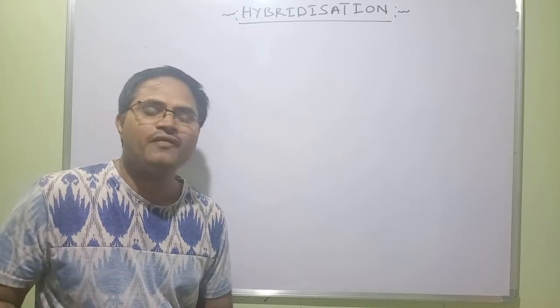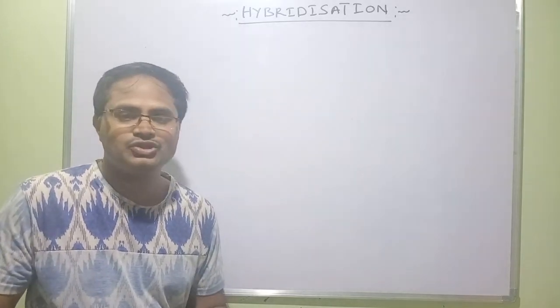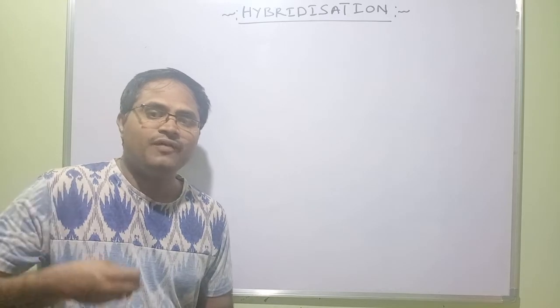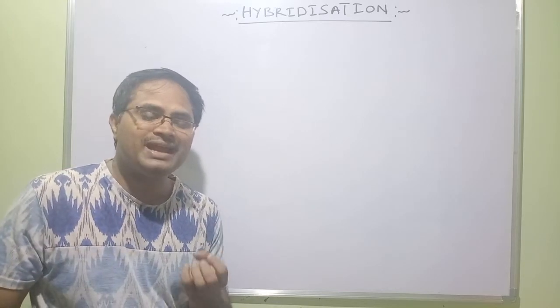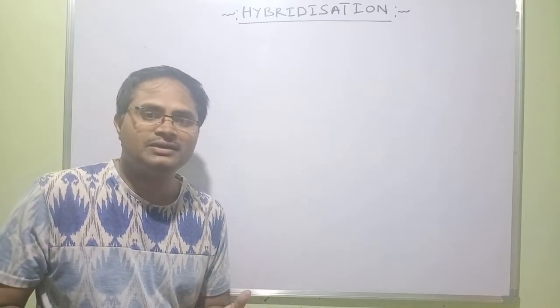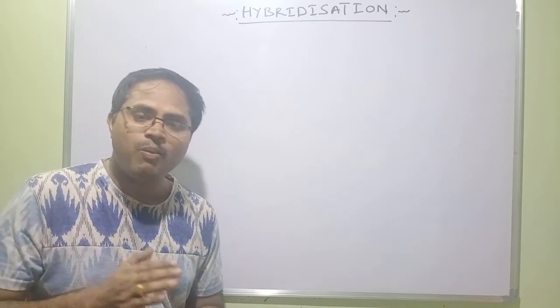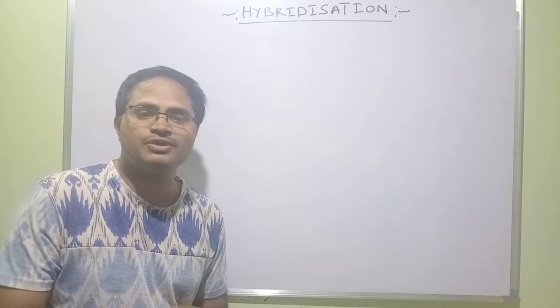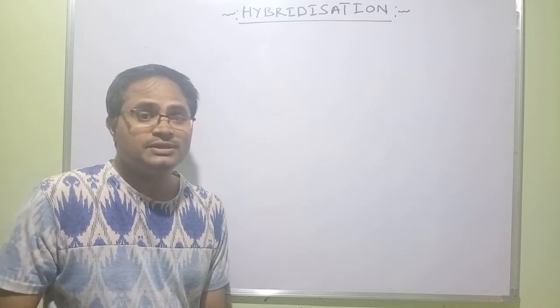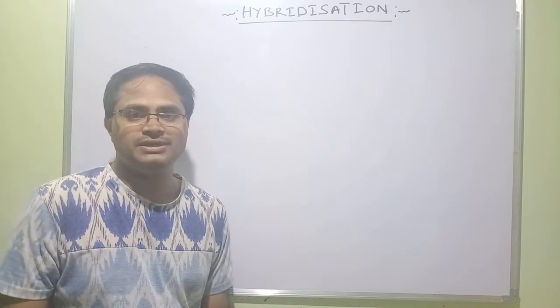Then what is the purpose of hybridization? Why should hybridization happen? When hybridization happens, the molecule will get stability. Not only that, by using hybrid orbitals, we will be able to explain bond angles, geometry, and shapes of the molecules. That's the purpose of hybridization.